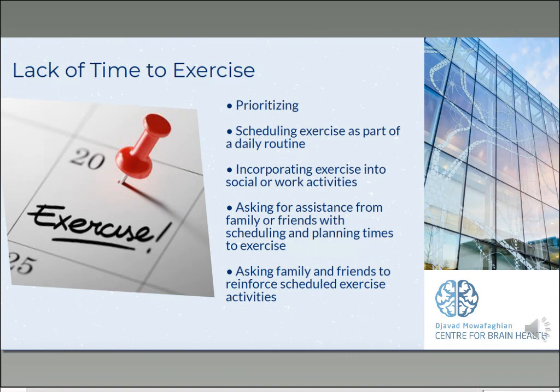The second barrier we discussed is lack of time to exercise. To overcome this barrier, you can prioritize exercise in your life, schedule exercise into your routine, this way it becomes a habit, ask for assistance from family and friends with scheduling exercise, ask family and friends to reinforce exercise activities by inviting them to join you in exercise participation, and also asking them to help keep you on track.